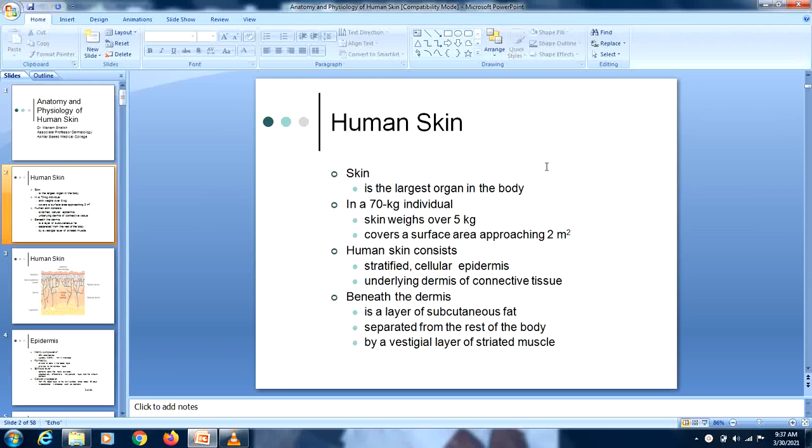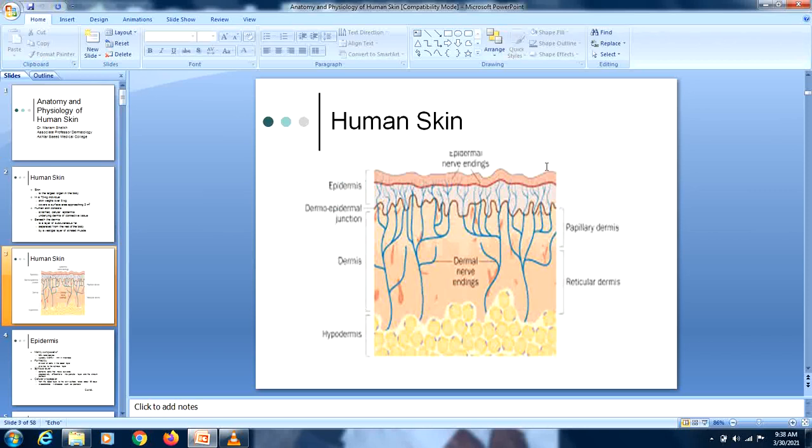Skin is the largest organ in the body, and it consists of stratified cellular epidermis, underlying dermis of connective tissue, and beneath the dermis there is a layer of subcutaneous fat which is separated from the rest of the body by a vestigial layer of striated muscle. Now, this is a picture showing a human skin histopathology. That is, in topmost is the epidermis, then there is the dermoepidermal junction, then there is dermis, and last of all is the hypodermis.